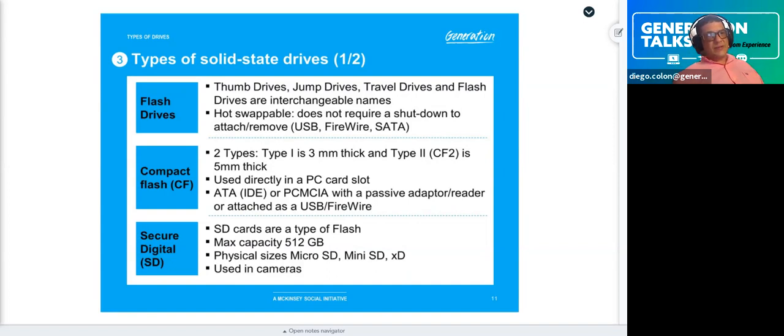Any questions on the flash drives, compact flash, or the secure digital SDs?